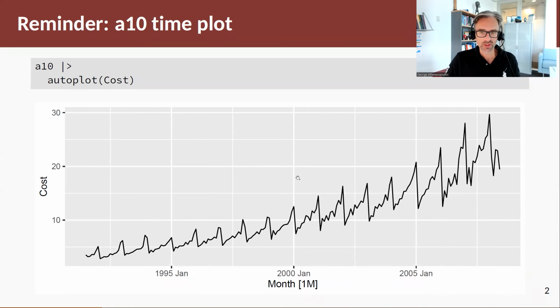A general feature of the time plot that we see for the cost variable of the anti-diabetic drug sales is an increase in the trend. So there's an increasing trend. There's strong seasonality, and the seasonality increases as the time series increases in level as well.